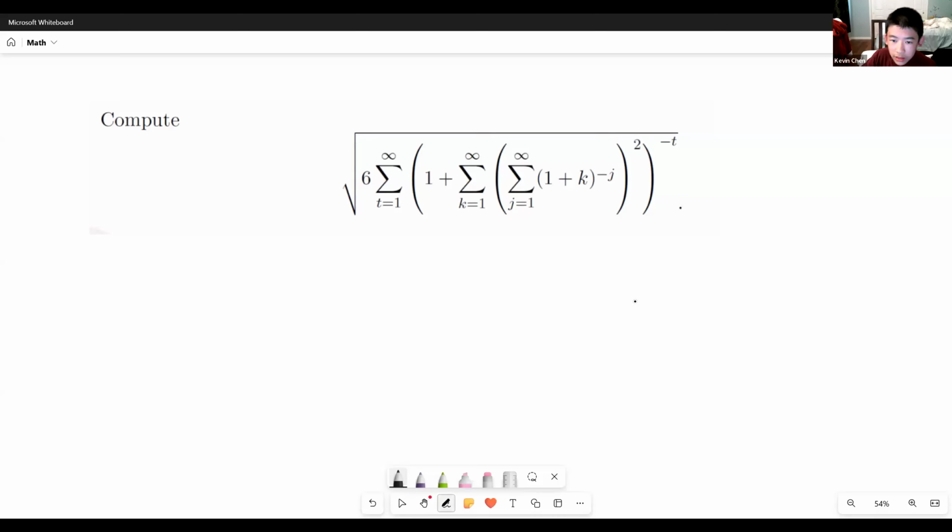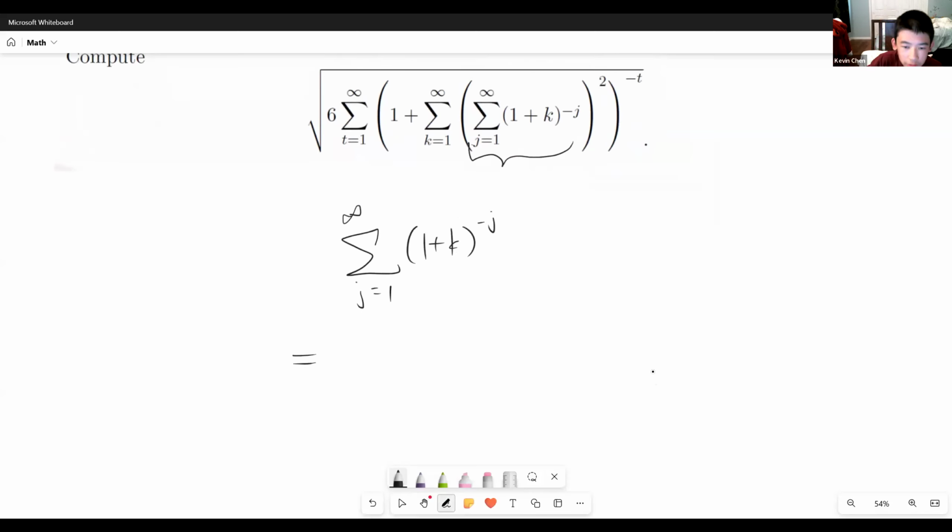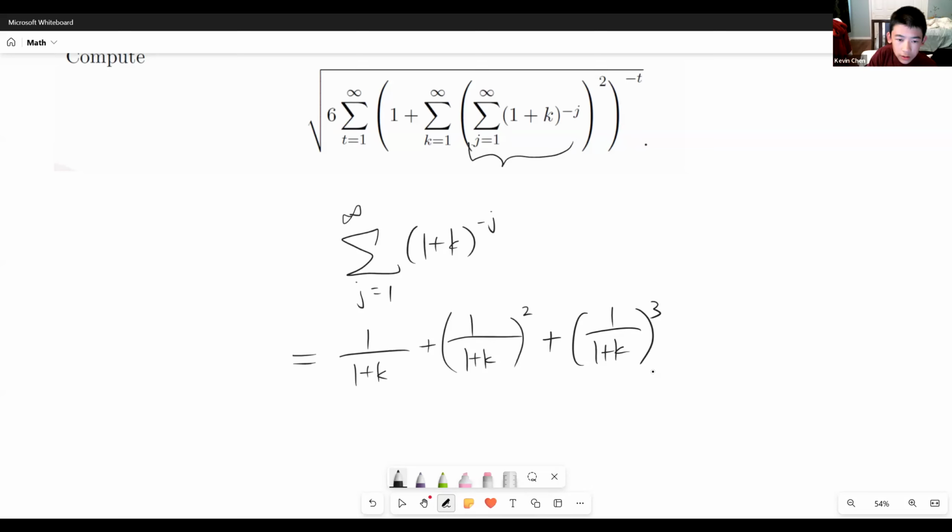But you can look at this summation in here, right? You take it out. Summation looks pretty daunting, like the notation, but after all, it is just notation, right? So if you write this out, it's 1 over 1 plus k because the first j is 1. So 1 plus k to the negative 1 is just 1 over 1 plus k. And then you have 1 over 1 plus k, and then all of this to the power of 2. Because when j is 2, it's 1 plus k to the power of negative 2. And so on, 1 over 1 plus k to the power of 3. And then since the upper part of this summation is infinity, this is an infinite geometric series.